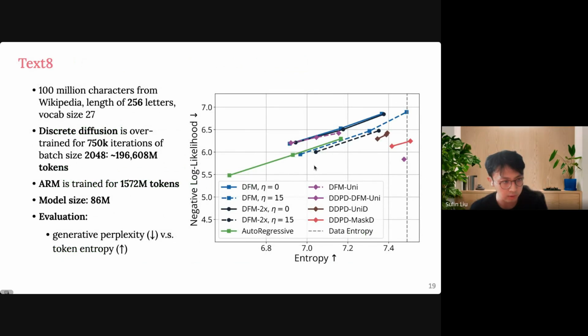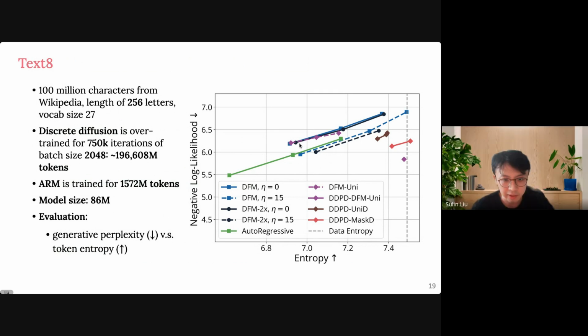So first we do this on the very simple task, which is text8 character level language modeling. In this case, every model is overtrained. The discrete diffusion is overtrained, I think, much more than the autoregressive model. If you overtrain an autoregressive model, it turns out to regress on the performance, so we only train them until some decent amount of tokens.